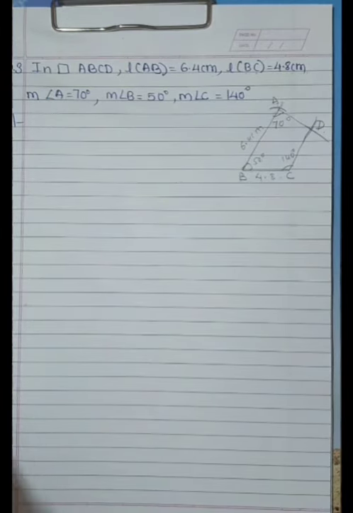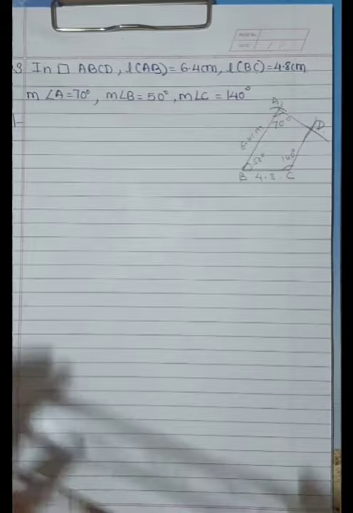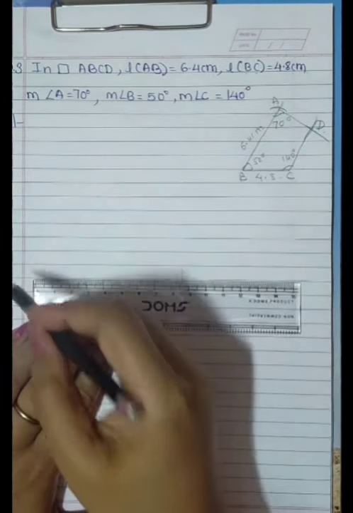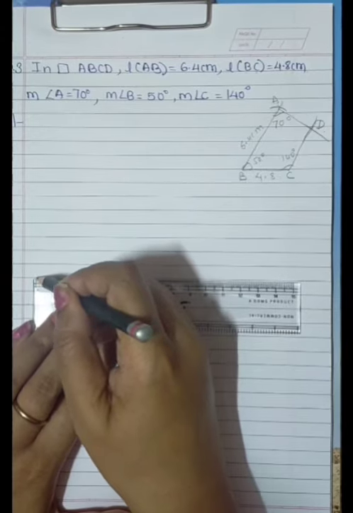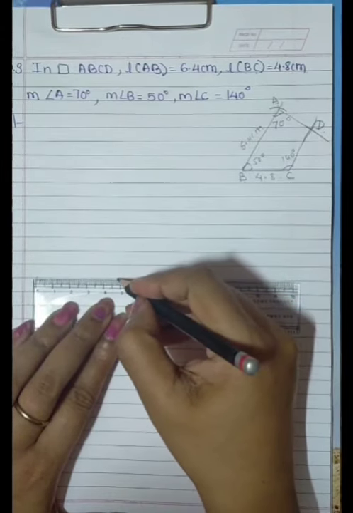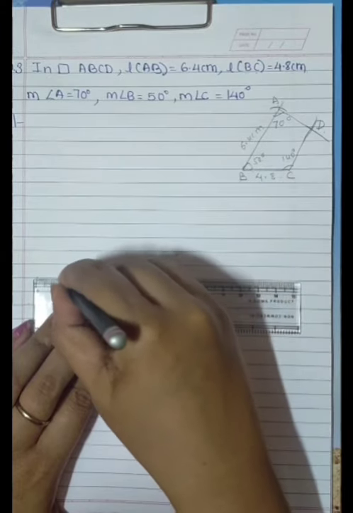So I'm going to draw now. So please observe carefully. What is first given? BC is 4.8 from here to here. This is BC.